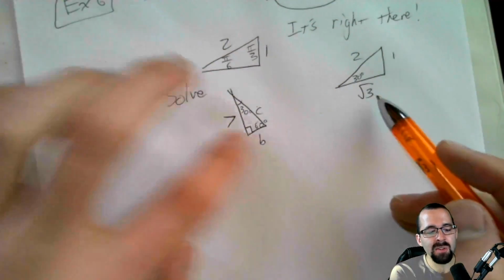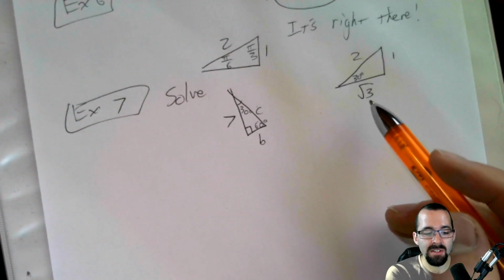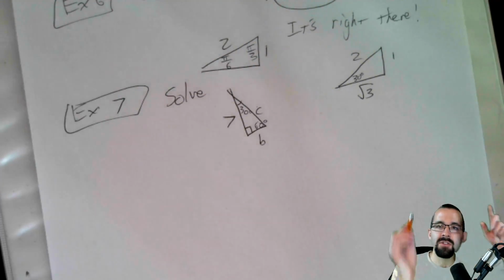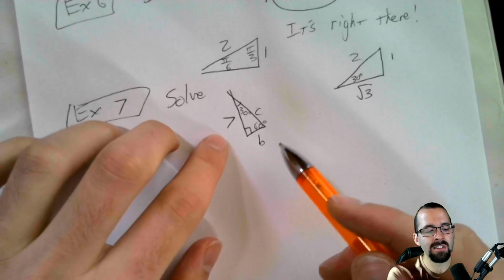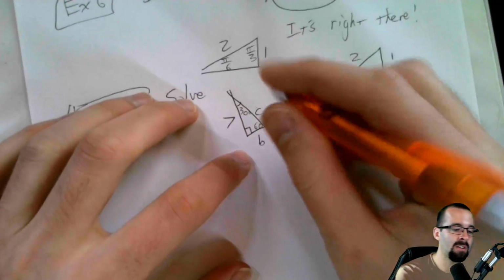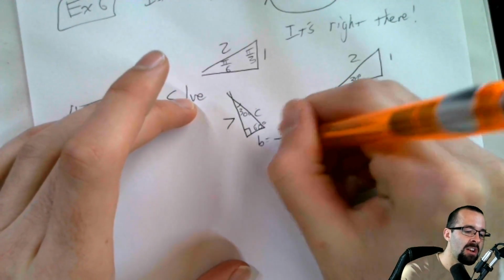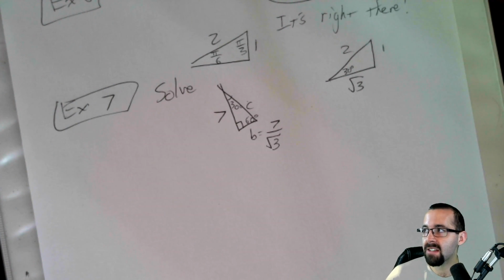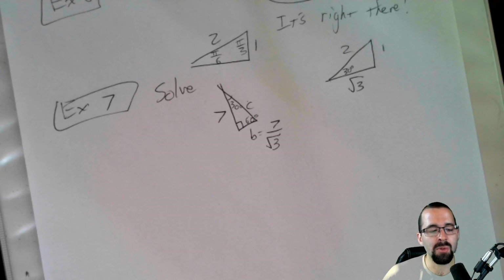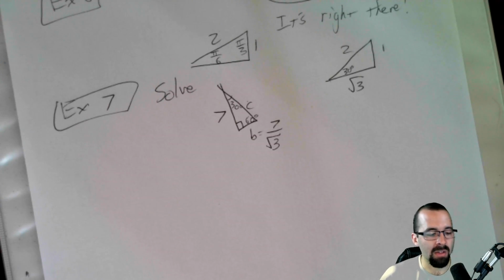The long side is always the square root of 3 times the short side. So conversely, the short side is the long side divided by the square root of 3. So b is actually 7 divided by the square root of 3. And again, you do not need to rationalize the denominator in this class. But if you wanted to, you could, and it would be 7 root 3 divided by 3.